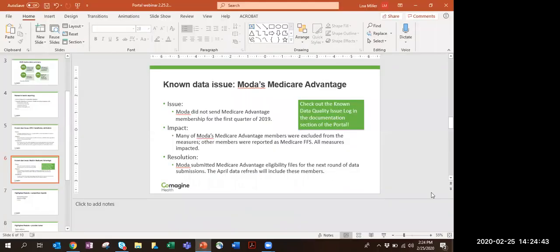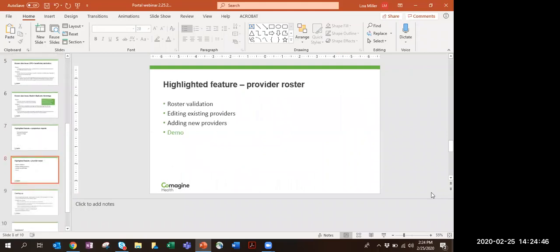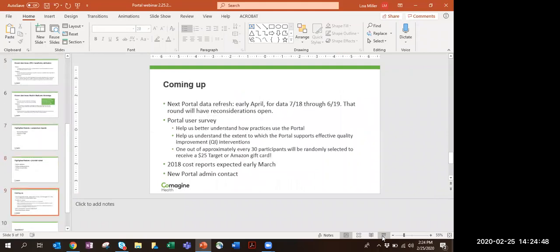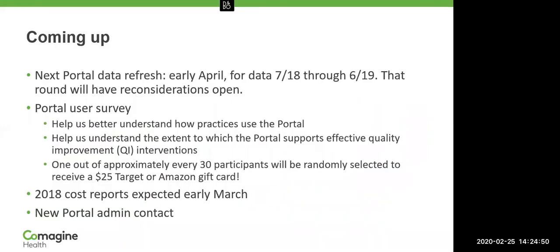Let's go back to the slides while we wait for that. Couple things I wanted to tell you about. I've been mentioning that the next portal data refresh should be in April, and that would be data for July 18 through June of 2019. And that round will have reconsiderations open. We do reconsiderations every 6 months, and so we do it for 2 reporting periods at a time. So you'd be able to reconsider the data through, I think it would be April 2018 through June of 2019 at that point.